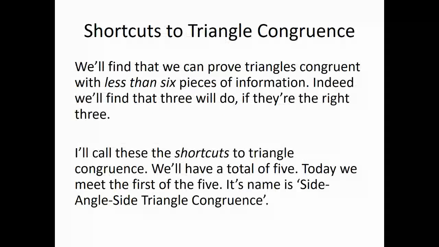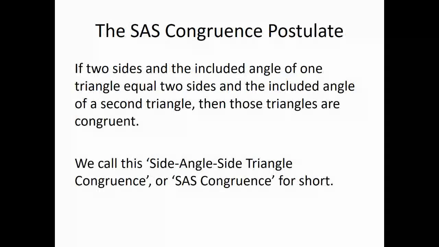However, and now the chapter starts to get really good. We will find that we can prove triangles congruent with less than 6 pieces of information. Indeed, we will find that 3 will do if they're the right 3. And these are shortcuts to congruence. You don't need, in certain situations, 6 equations before you can say that 2 triangles are congruent. Indeed, in some situations, all you need is 3.